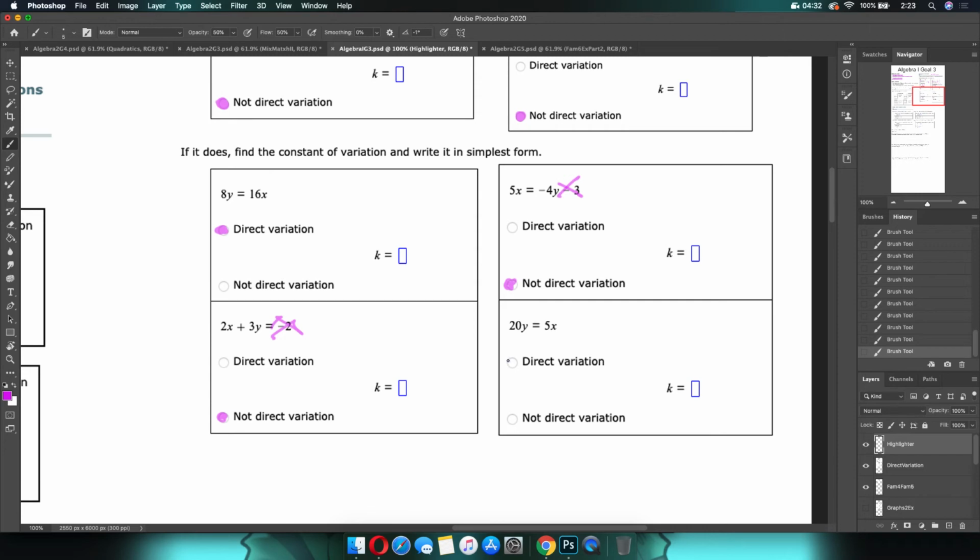Very good. Now we just got to figure out, okay, let's put in some effort, do a tiny bit of algebra to figure out what our k, our slope is. So divide by 8, divide by 8, y equals 2x, so therefore our constant is 2. Let's see here. I need to get y by itself, so it's not the 5 I'm moving, it's the 4. So divide by -4, divide by -4. What am I left with? Y equals -5/4 x.